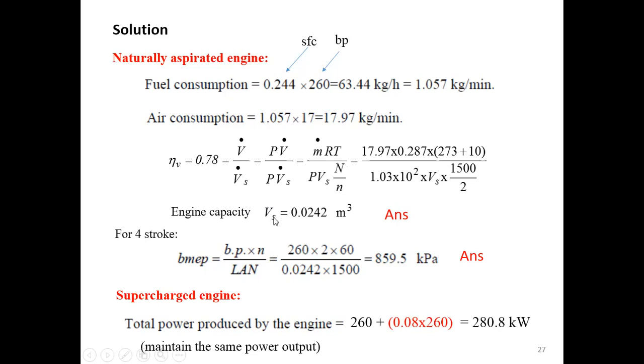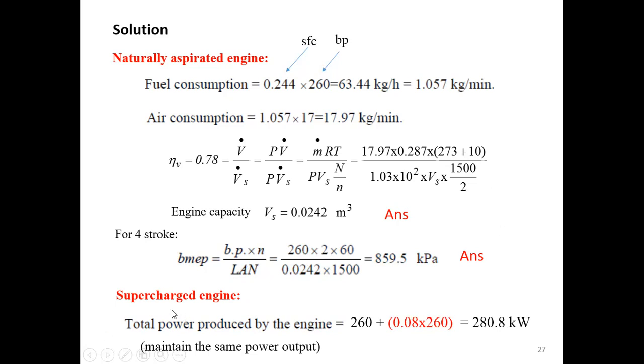And from the swept volume, we can get the brake mean effective pressure for this four-stroke engine, right? By knowing the brake power, by knowing the swept volume, which is L times A, and by knowing the speed of the engine, and because it is a four-stroke, N here is equal to 2. So we can give the answer for the first question.